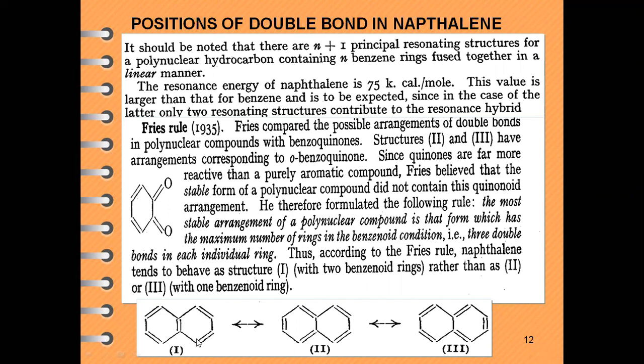So they may ask in the exam: write the resonating contributing structures of naphthalene, how many are there, and which one is more stable. At that time you have to state this rule and draw these resonating contributing structures. So this is with respect to the position of double bonds and the resonating contributing structures of naphthalene.